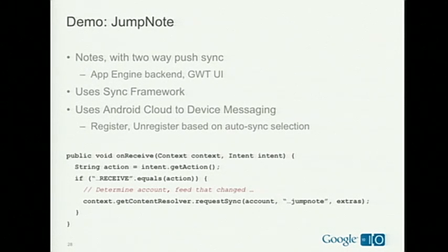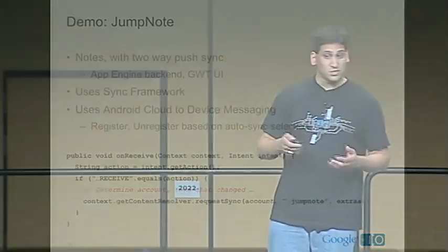When the cloud-to-device message is received on the device, the intent receiver simply kicks off a sync, just calls the request sync API, and that's all it needs to do. And then sync happens as normal. Let's go ahead and take a look.